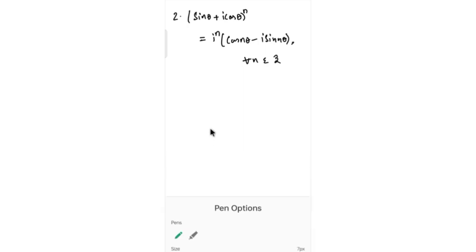Coming to the second one: (sin theta plus i cos theta) whole power n is equal to i power n times (cos n theta minus i sin n theta), for every n belonging to integers. So the proof is, and again and again I'm telling this, I'm teaching all these things just to make sure you use De Moivre's theorem in the right fashion. So (sin theta plus i cos theta) whole power n is what is given to us.